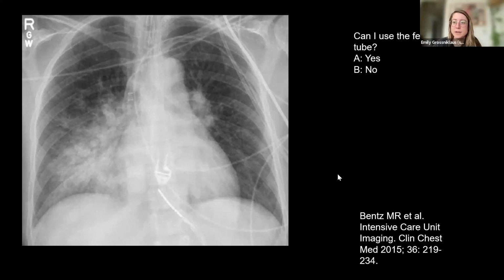All right, we've got about 18 responses. Okay. Great. Okay, awesome. 15% say yes, 85% say no. So yeah, I would argue no on this one.